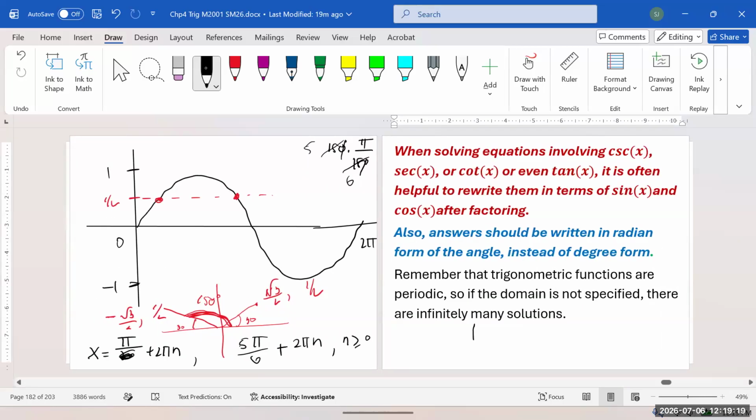So here I said when solving an equation involving cosecant, secant, cotangent, or even tangent, it's helpful to use sine and cosine. We know why, because in many examples we did for simplifying, the result became very simple if you use sine and cosine. And then try to solve it. Once you solve, make sure to write the answer in radian mode. And since it's periodic, you have to add 2 pi n for every answer.